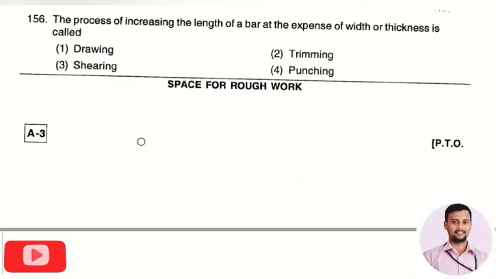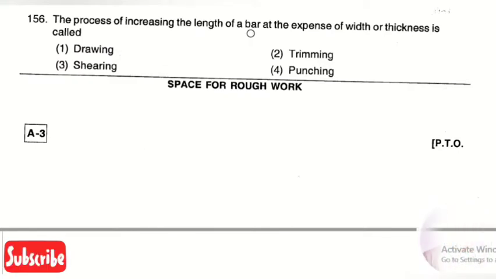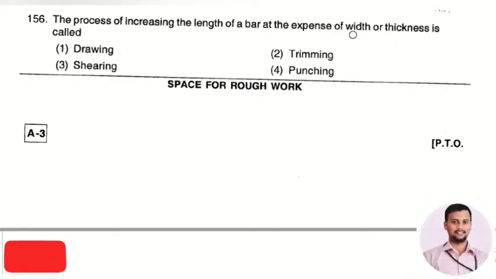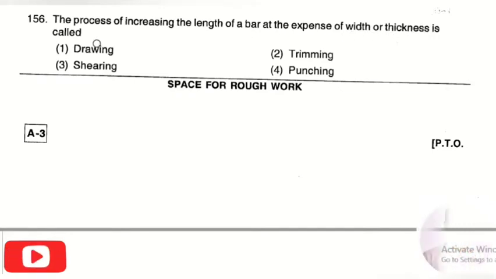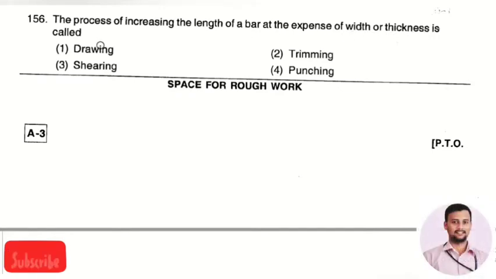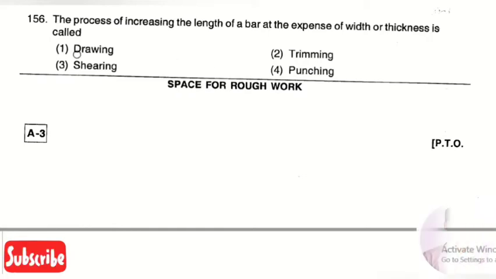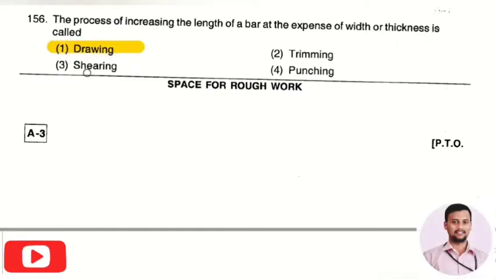And the next question is, the process of increasing the length of a bar at the expense of width or thickness is called: options drawing, trimming, shearing and punching. The right answer is option 1, that is drawing.